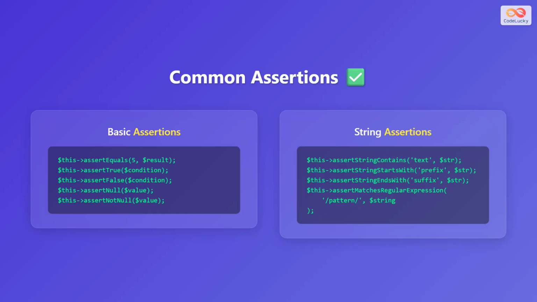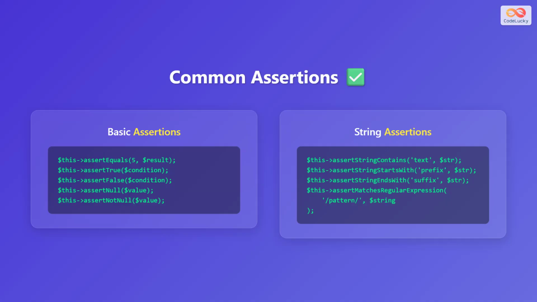PHPUnit provides a wide range of assertions to validate different conditions. Some basic assertions include assertEquals, which checks if two values are equal, assertTrue and assertFalse, which check if a condition is true or false, and assertNull and assertNotNull, which check if a value is null or not null.